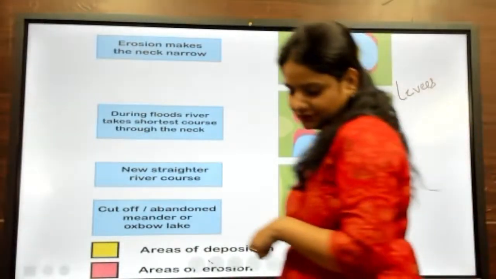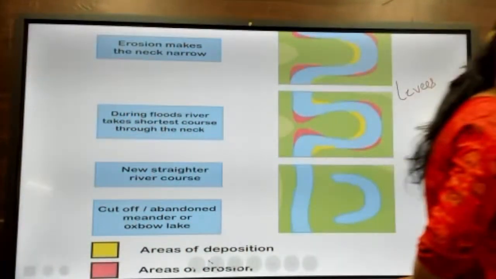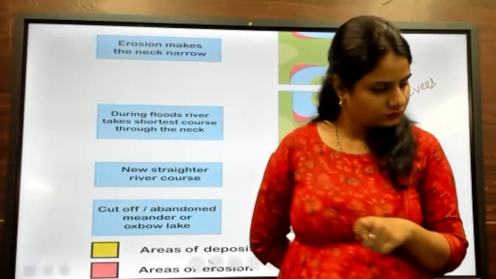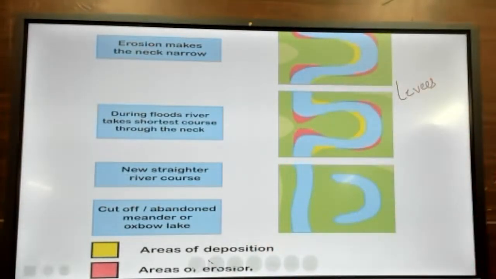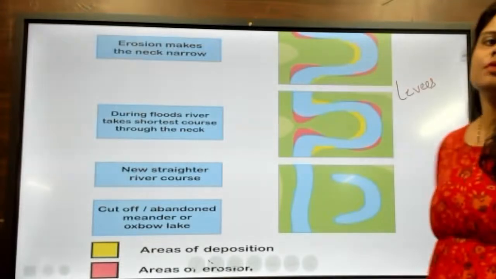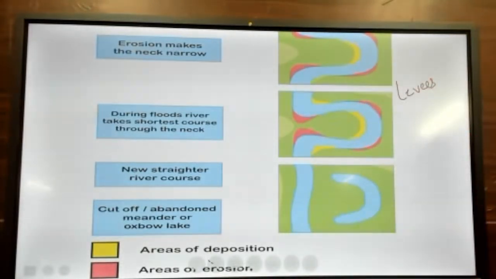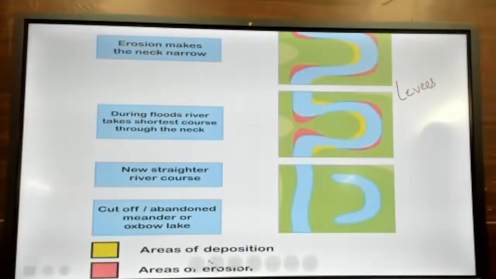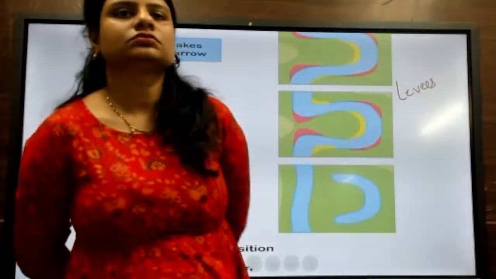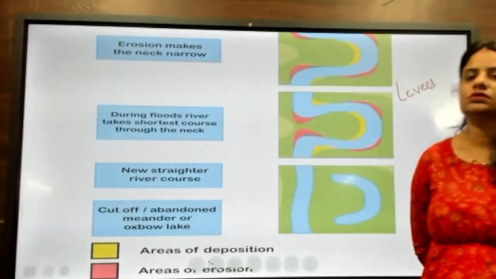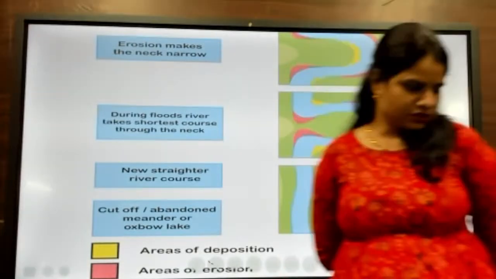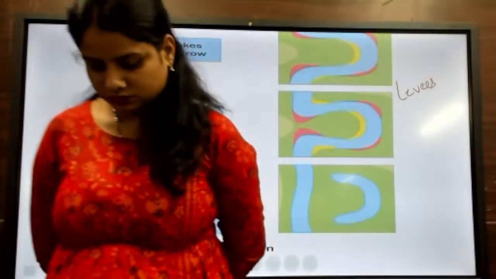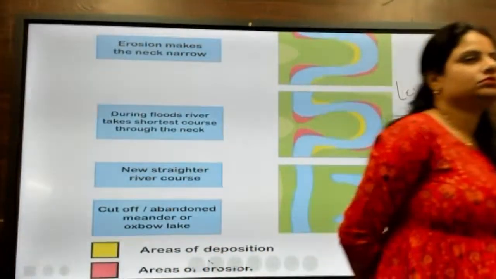Next one, delta. It is found in the old stage of a river. It is a landform made up of alluvial deposition in the mouth of the river. Example, Ganga Brahmaputra is the largest delta in the world.